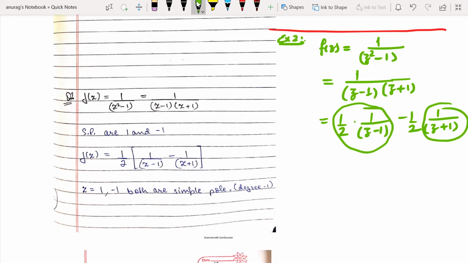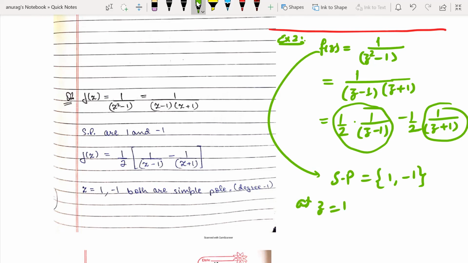This is the principal part. What are the singular points? Can you tell me? Singular points are 1 and minus 1, because at these points only the function is not defined. So at z equal to 1, you are getting a term in the principal part, because the degree is negative, and you are working about z equal to 1.